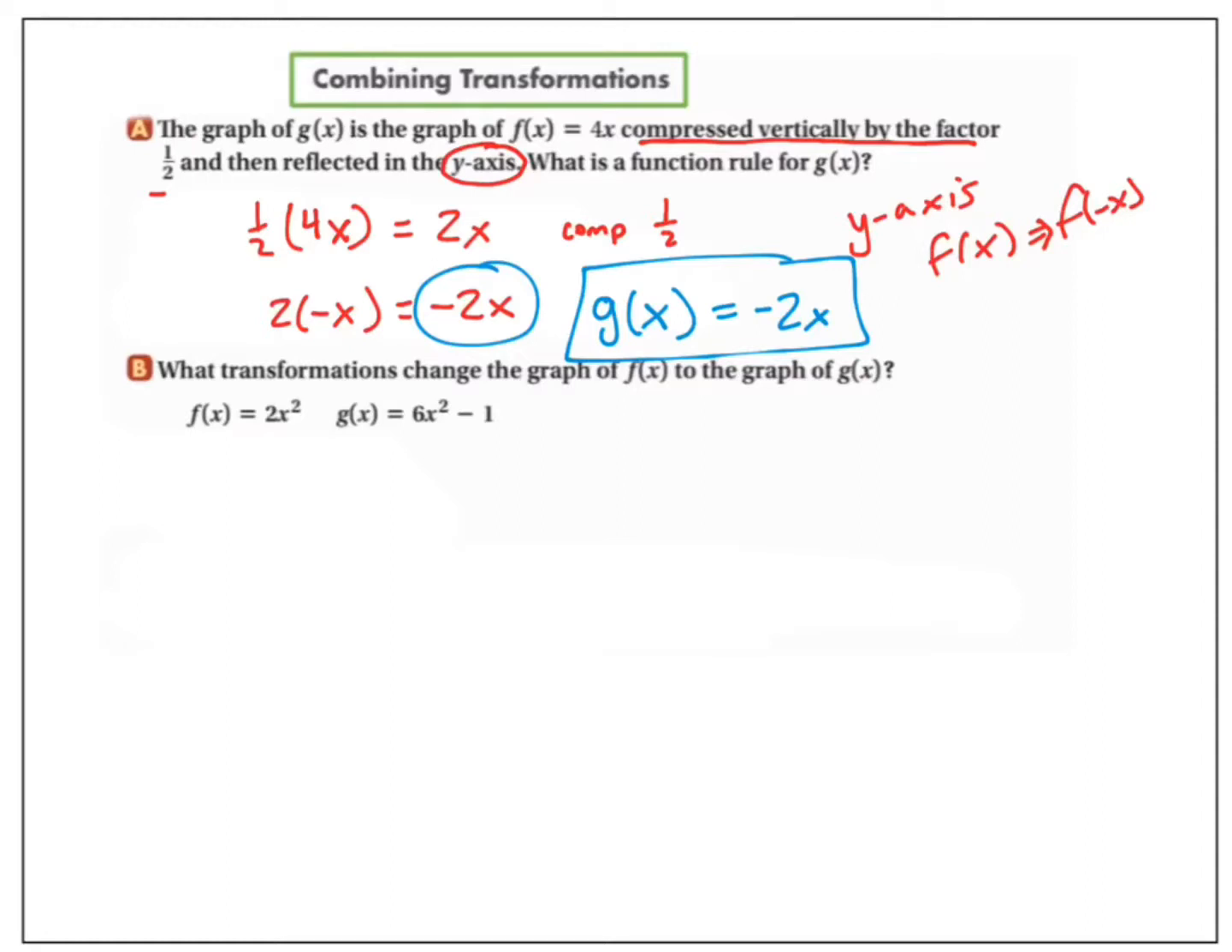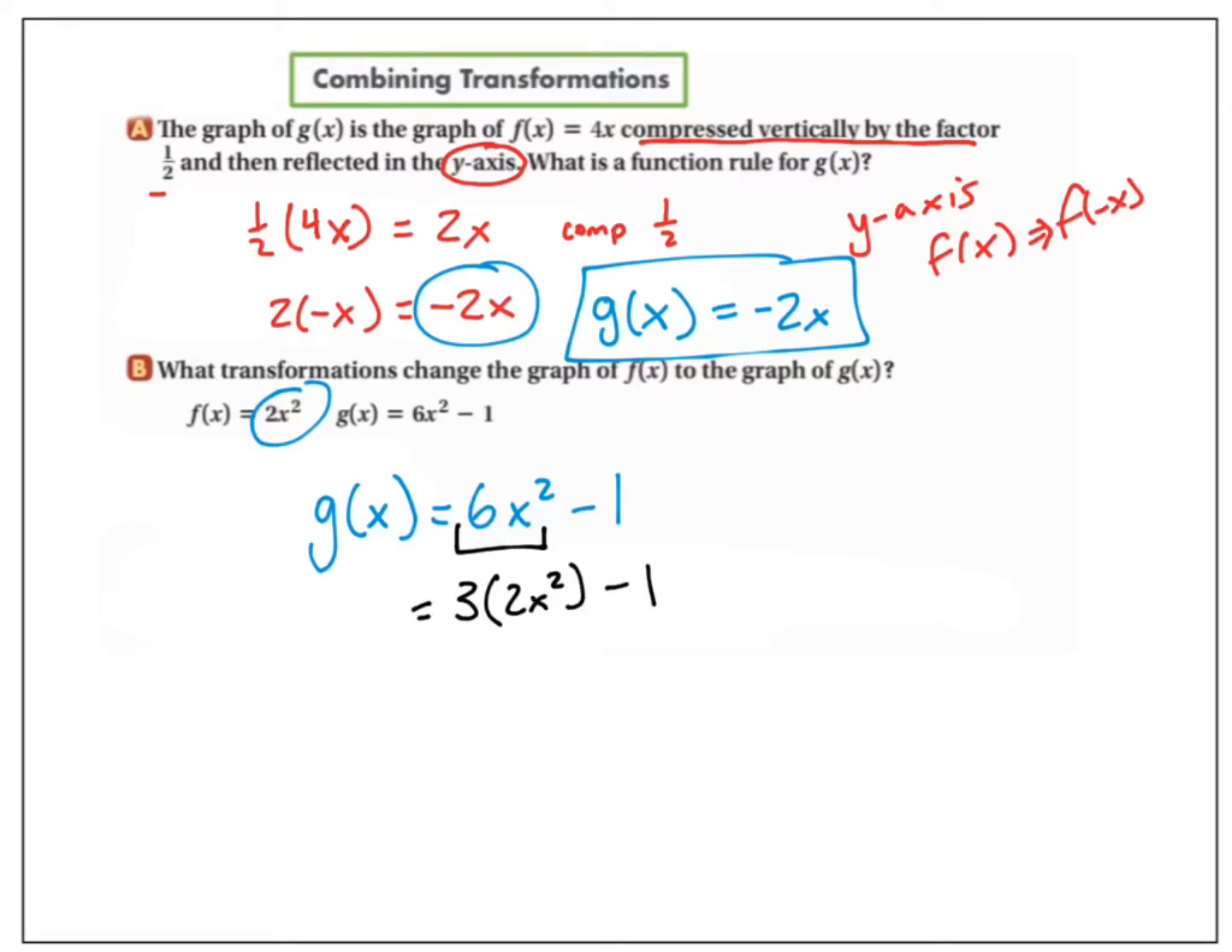Question B then asks, what transformations change the graph of f of x to the graph of g of x? So they want to know, how was this changed? Let's start by looking at g of x, and keep in mind what f of x is. Well, f of x is 2x squared. I can turn this back into 2x squared if I factor out a 3. Now if I put this back into function notation, I've got 3 times f of x minus 1.